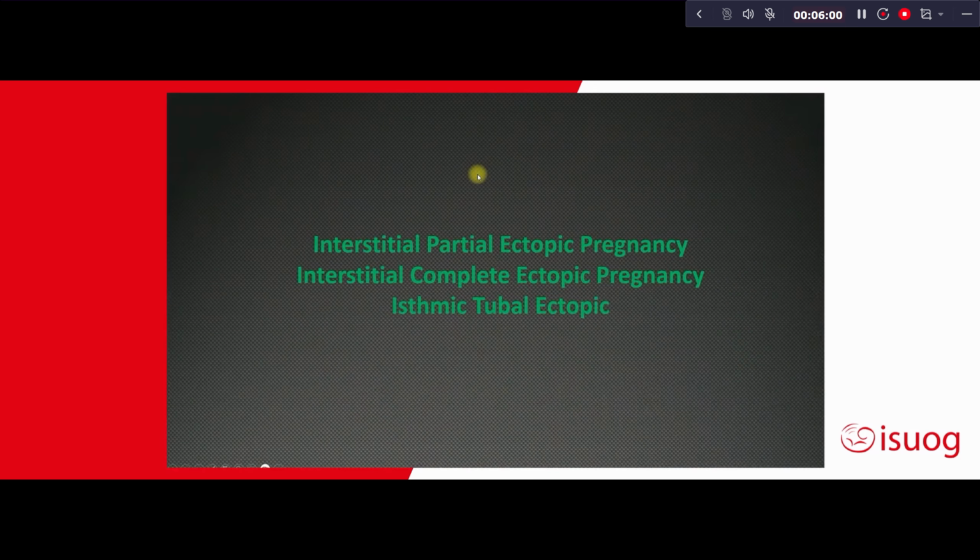Let's move to the interstitial ectopic pregnancies, and these can be particularly challenging because they may mimic the appearance of a lateral intrauterine gestation or a lateral ectopic pregnancy, which I'll come to talk about in a second. The interstitial may be divided into partial interstitial or complete interstitial, and then I'll talk about the isthmic tubal ectopics afterwards.